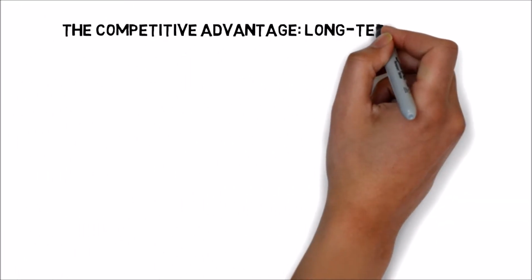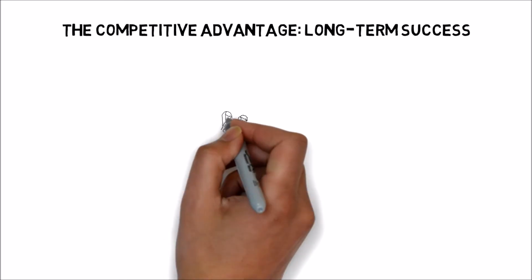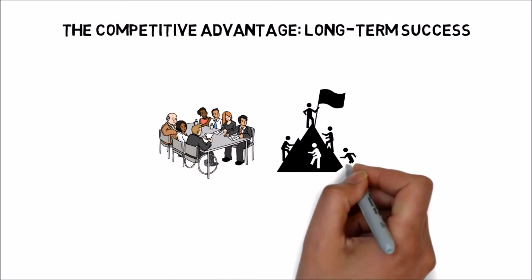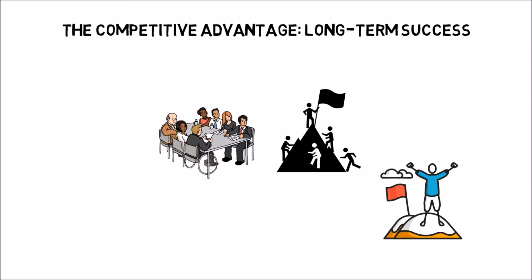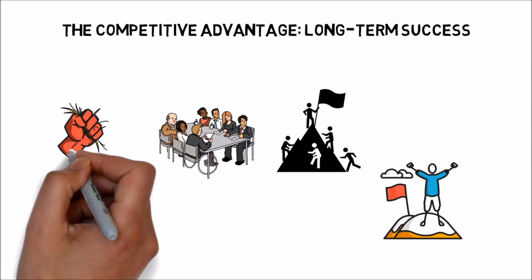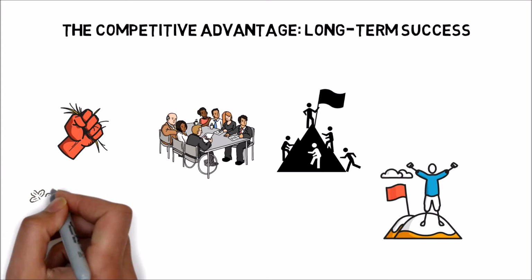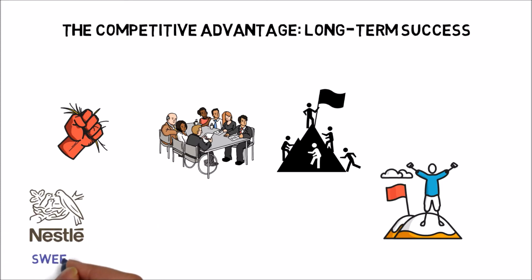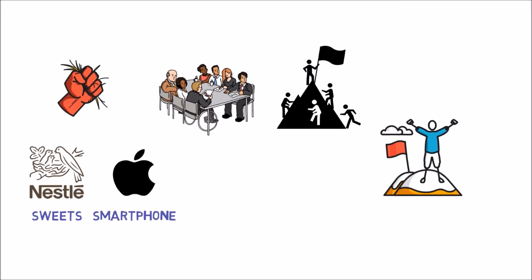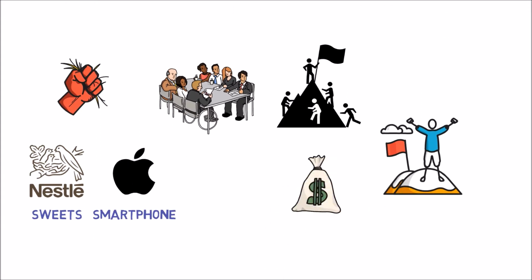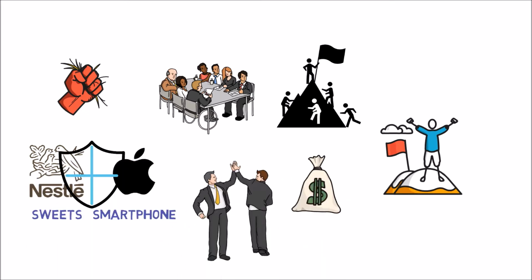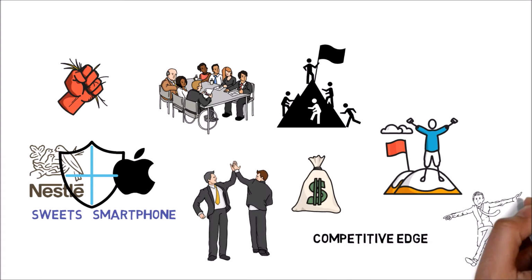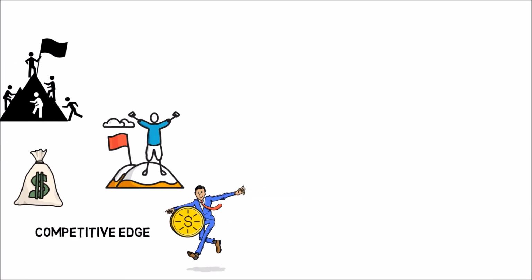The competitive advantage, long-term success. The ability of an organization to maintain and hold a competitive advantage is critical in determining its success. Powerful competitive advantages are demonstrated by, for example, Nestlé's brand name in the area of sweets and Apple's domination of the smartphone mobile industry. Both of these companies have created an economic moat that keeps competitors at arm's length, allowing them to enjoy the profits and continued growth of a market. When a firm can obtain a competitive edge, shareholders may be rewarded for many years.